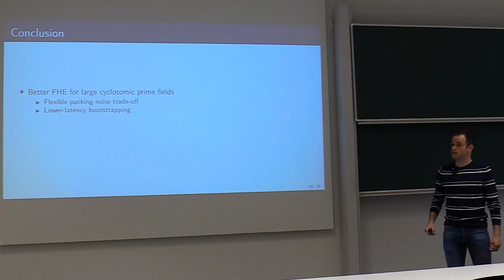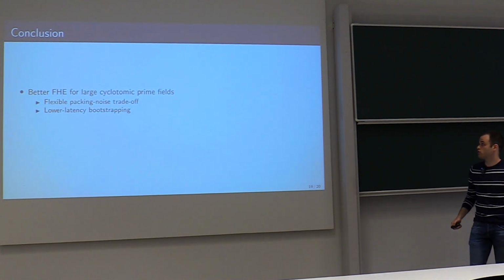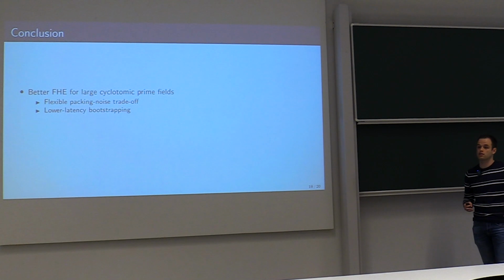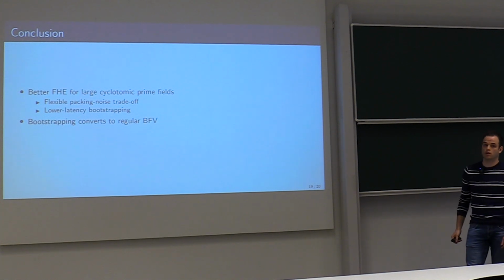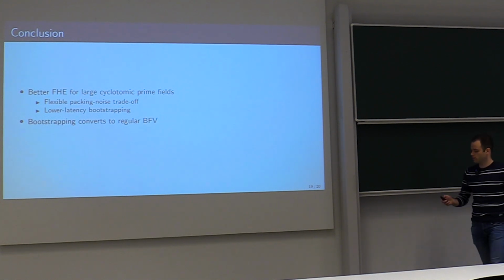Okay, so to conclude, this presentation proposed a better way to instantiate these large cyclotomic prime fields in FHE, where we have this very flexible trade-off between packing and noise. And we also have this lower latency bootstrapping because of less noise growth. Yeah, and then bootstrapping crucially relies on this conversion routine to the regular BFV scheme, since we do not know how to instantiate some of the steps directly in GBFV.